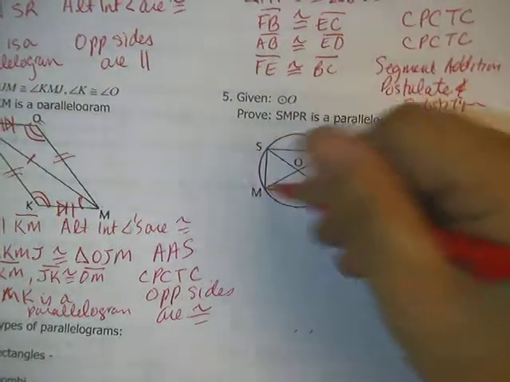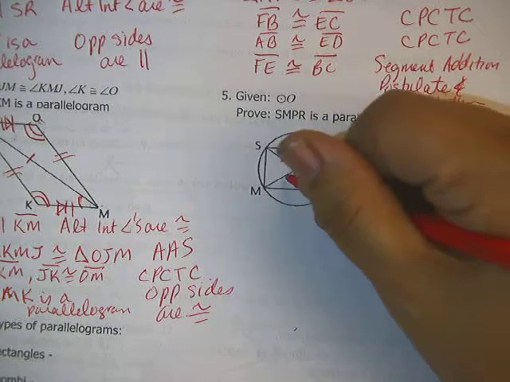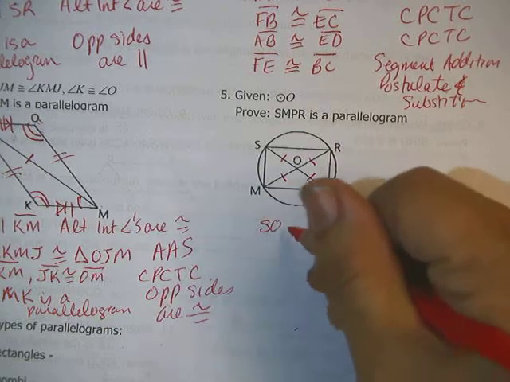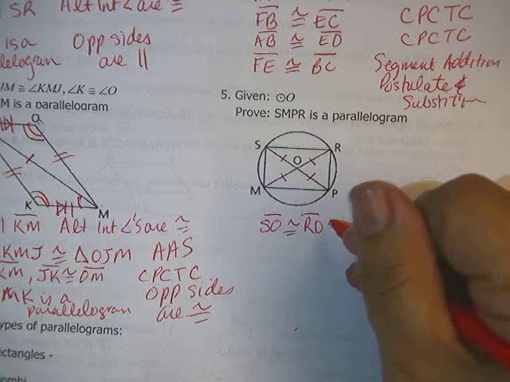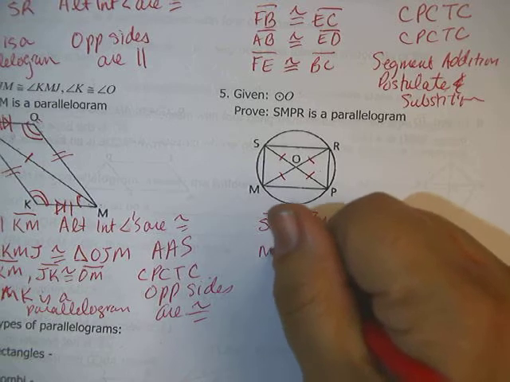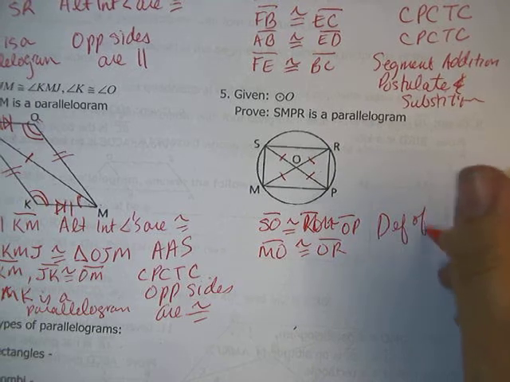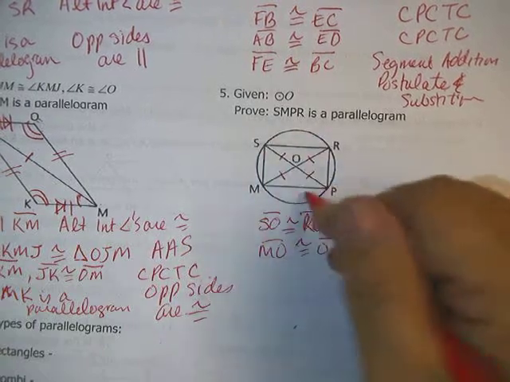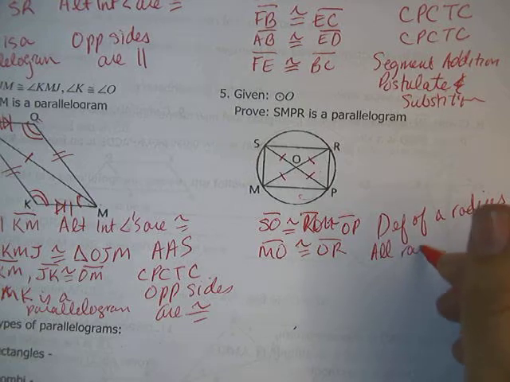And again, I'm assuming quadrilaterals on all of these problems. All right, next, I can actually prove this is a rectangle, by the way. But first of all, I'll prove it's a parallelogram. This is a circle. That means this is a radius, that's a radius, that's a radius, that's a radius. I'm going to kind of shorthand this. SO is congruent to OP, right? And MO is congruent to OR. And I'm just going to say definition of a radius.